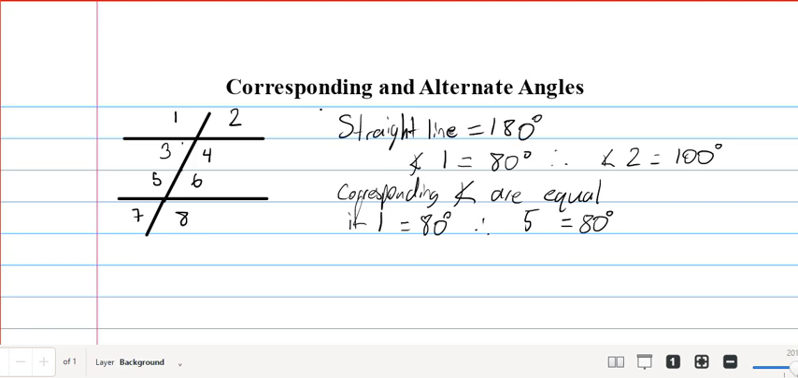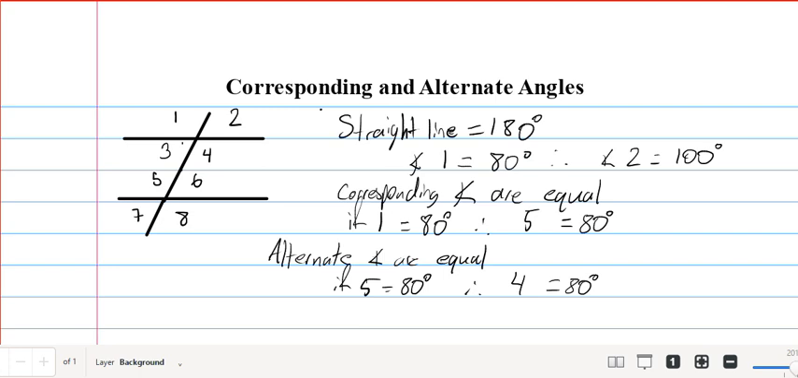All right. And the alternate angle, right? Alternate angles are equal as well. So if 5 equals 80, then angle 4 equals 80 degrees. All right. If you find the corresponding angle for 5, then right opposite that, this is 4, is the opposite angle for 1. Then that's your alternate angle, right?